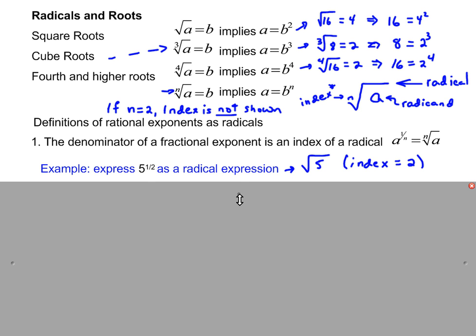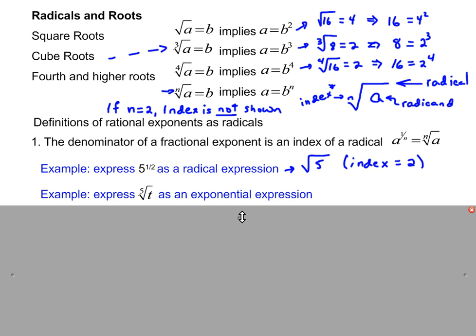Okay. And we could work it the other way around. If I wanted to express the 5th root of t as an exponential expression, I'm going to write this as t raised to the 1/5 power in exponent notation. Again, notice that the denominator of the fraction is the index. Okay, so that's the basic thing.